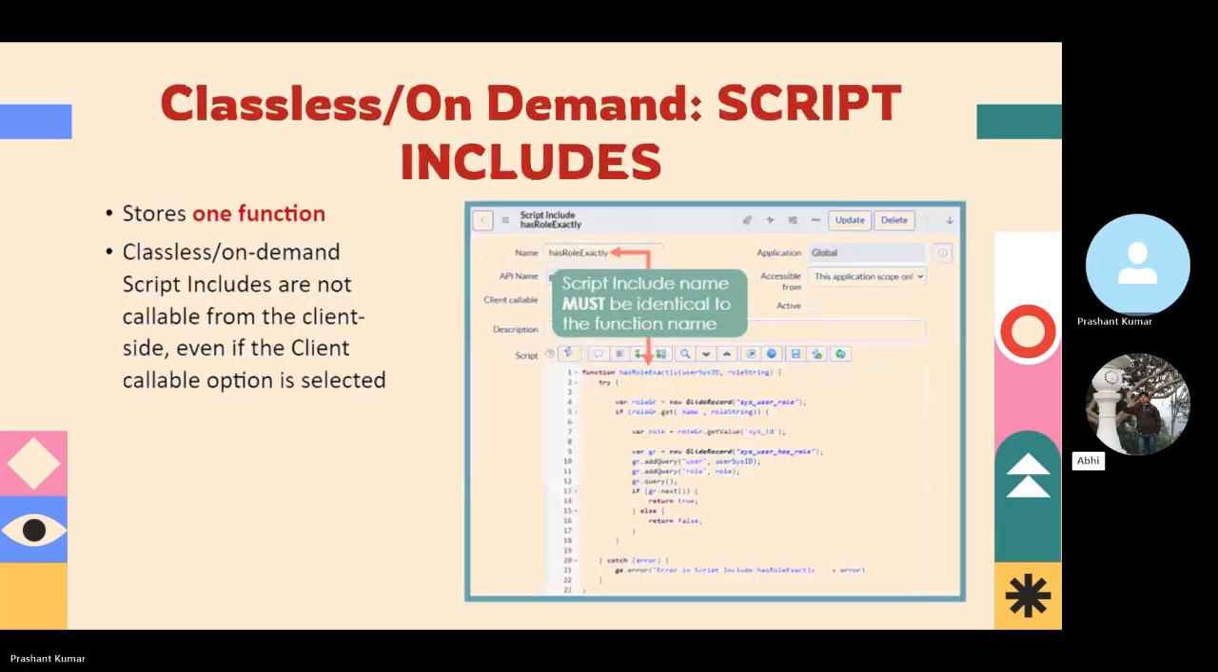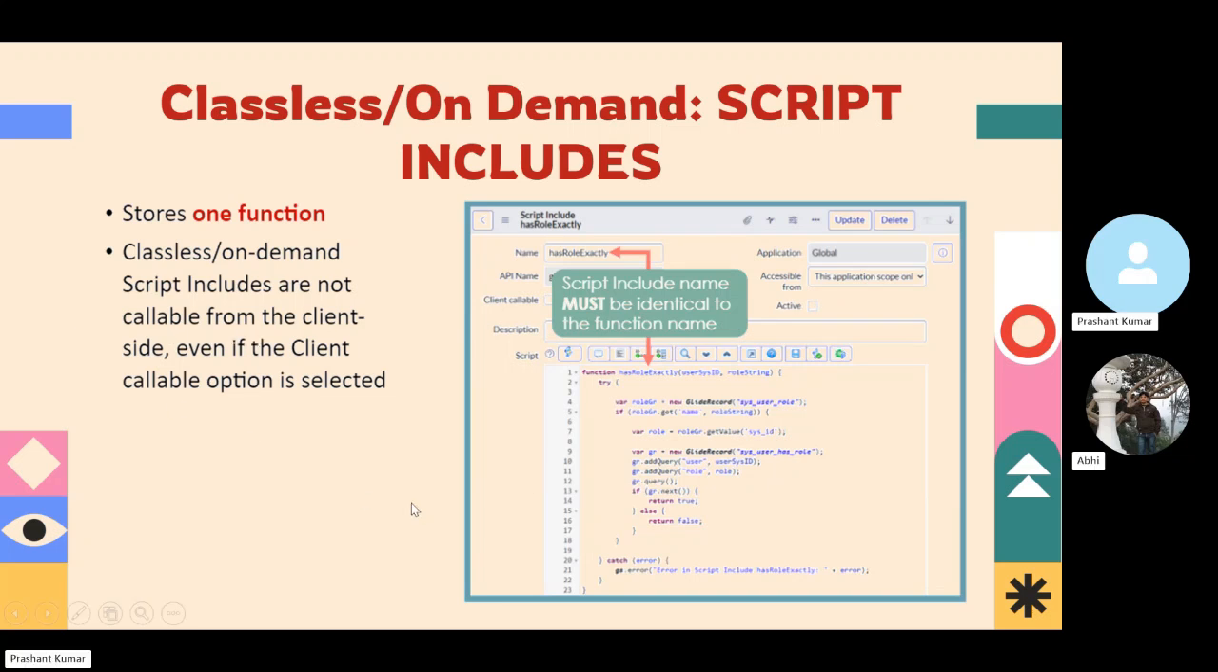Now this is the classless, on demand script include. You see there is no class. The name is defined for the script include and the function is written directly. So the script include name is similar to the function name. And then you can write your script directly without declaring any class.